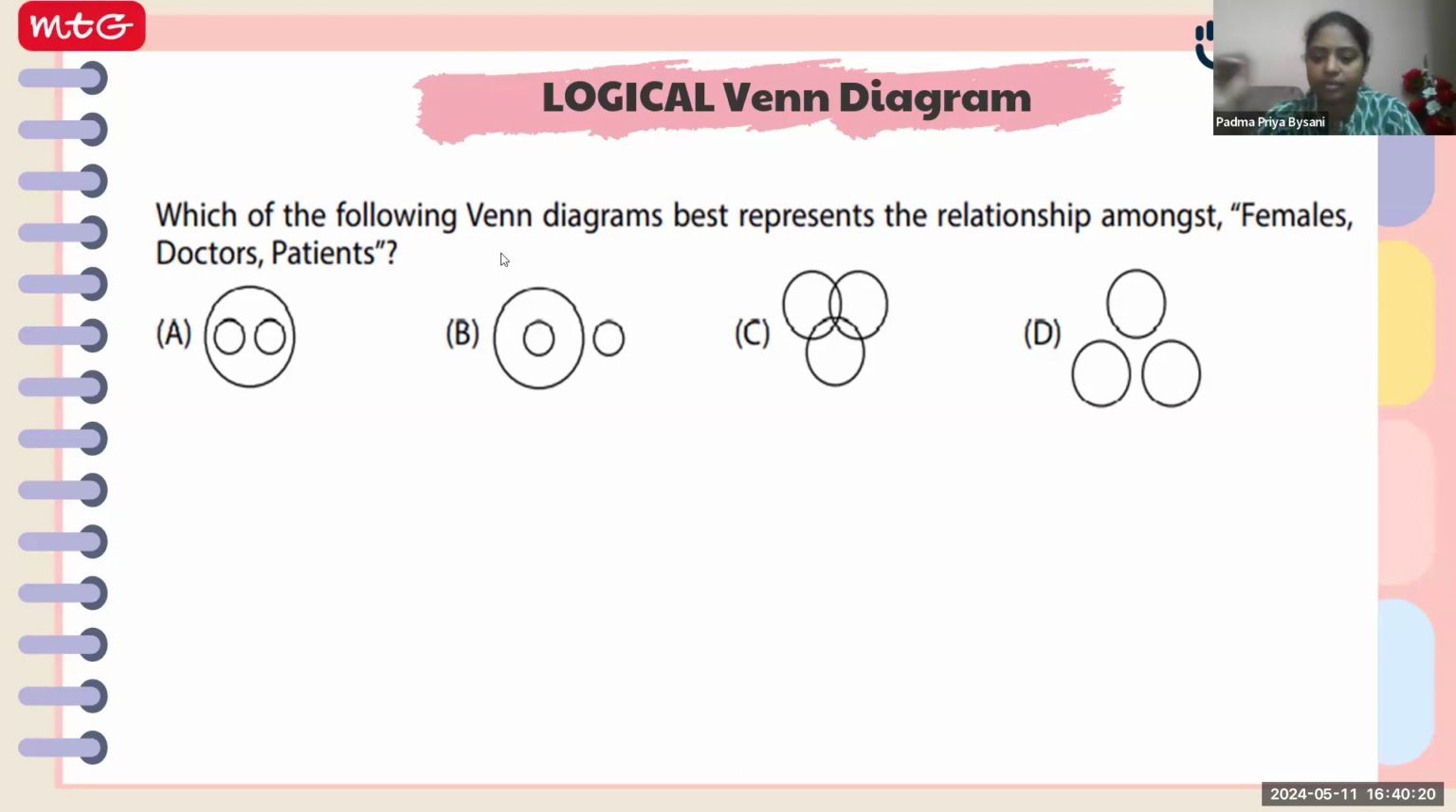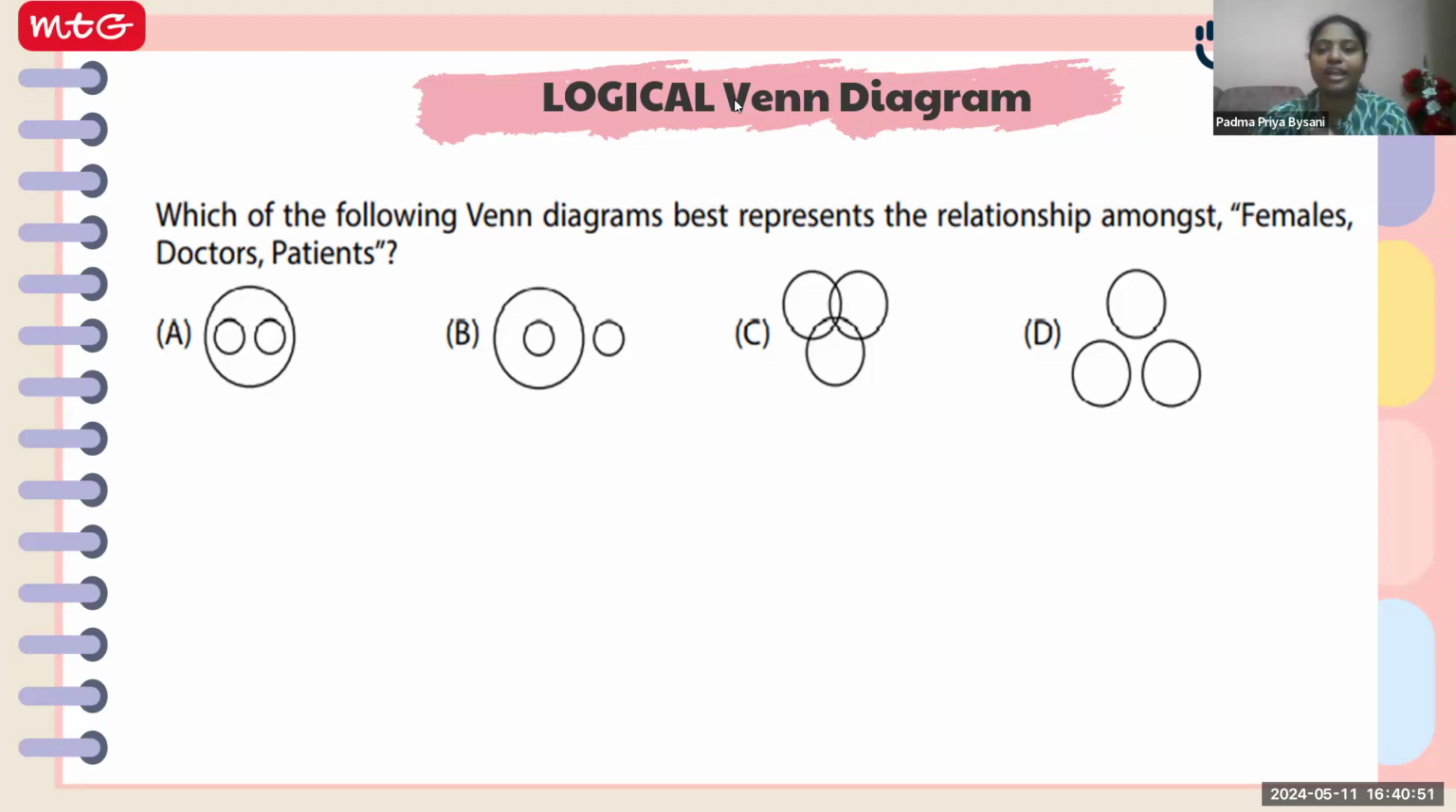All of you know what are females. I mean, who are females, who are doctors, and who are patients. Now, how are they related is the question. So I could see different answers for this question in my chat box. Some have answered it as A, some as D, some as B, and some as C. All the options are being chosen by you people for this question. I will help you out as to which is going to be right.